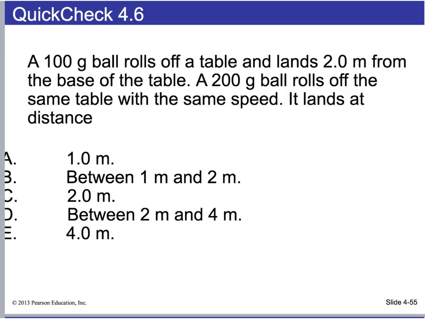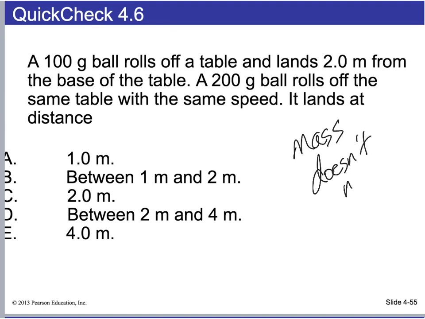Okay. All right, number whatever this one is. A 100-gram ball rolls off a table and lands 2 meters from the base of the table. A 200-gram ball rolls off the same table with the same speed. It lands at a distance. Well, in any of the formulas that we have, mass is not in there, so mass doesn't matter.